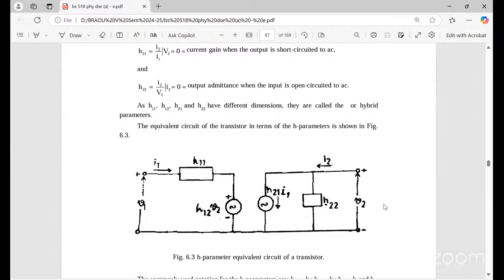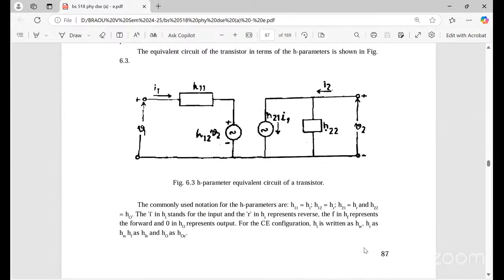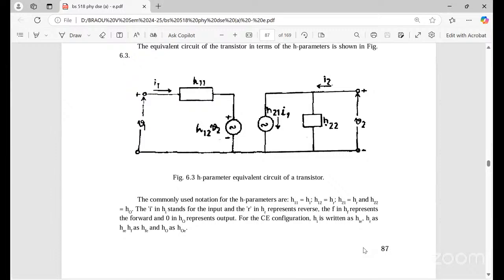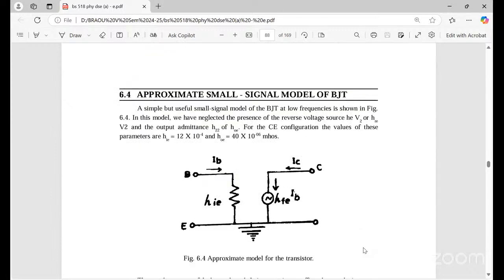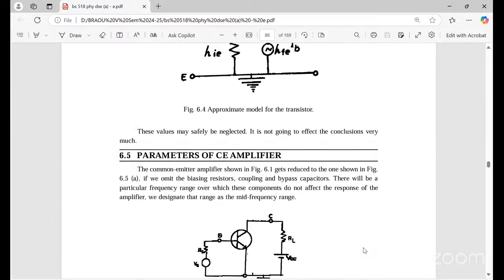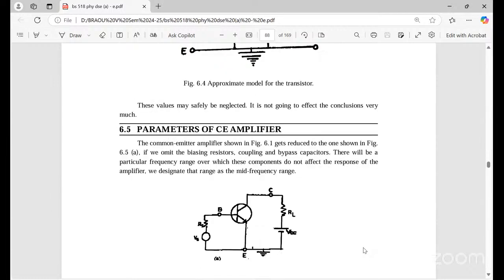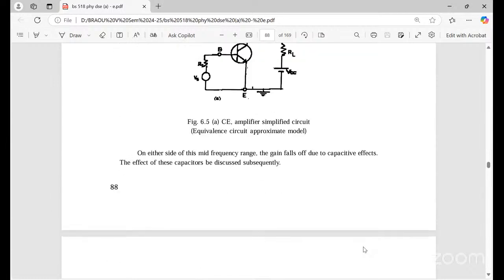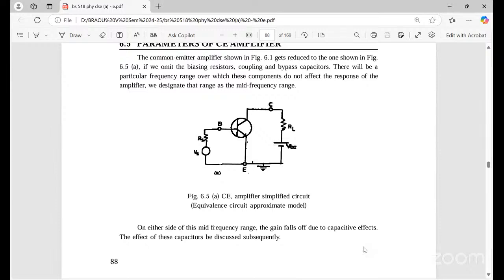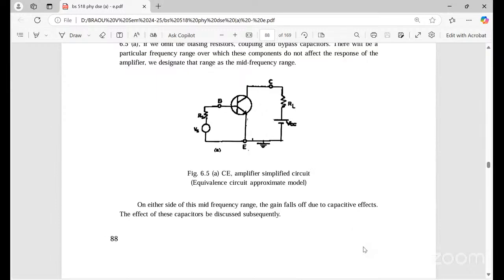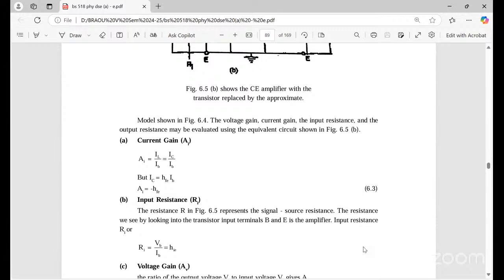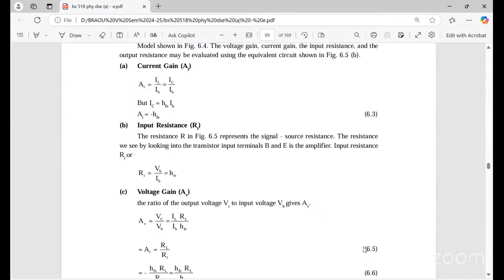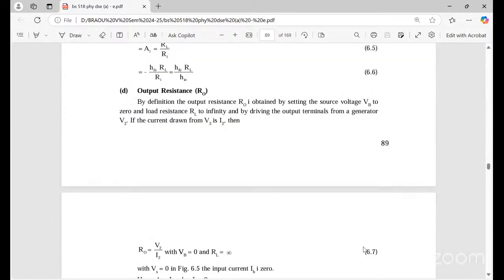So the equivalent circuit of a transistor with respect to the H parameters. This one. So this is the CE amplifier, common emitter. How it is going to be amplifying the signal. So what is the current gain, input resistance, output resistance, voltage gain.